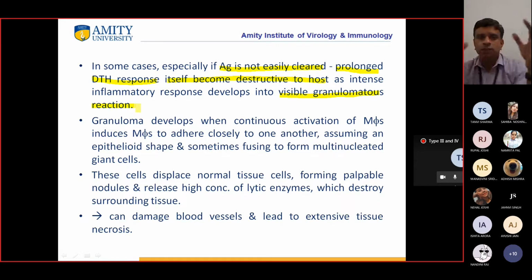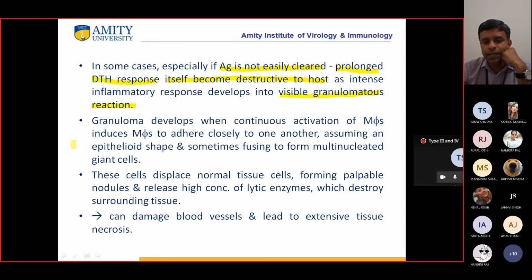Okay, so जब कभी कभी क्या होता है, जब ये एंटीजन क्लियर नहीं हो पा रहा होता है, right, then a lot of macrophages will be coming to that site, and because of that there will be formation of granuloma, and they're visible. You can actually see granuloma beneath your skin. You can also touch them, okay? So granuloma develops when continuous activation of macrophages induces macrophages to adhere closely to one another, okay, assuming an epithelioid shape and sometimes fusing to form multinucleated giant cells, okay?